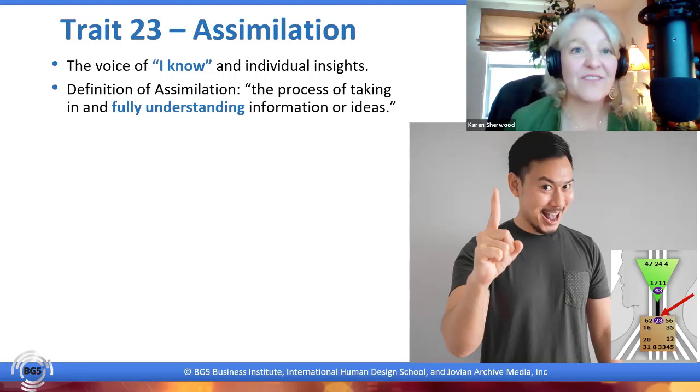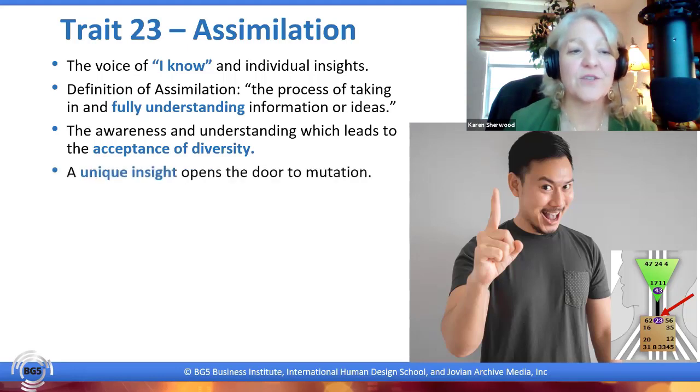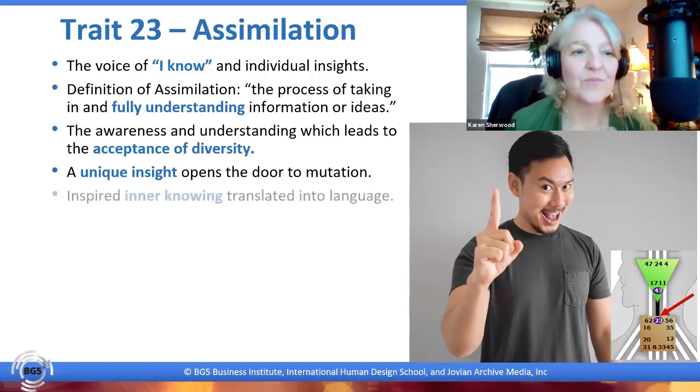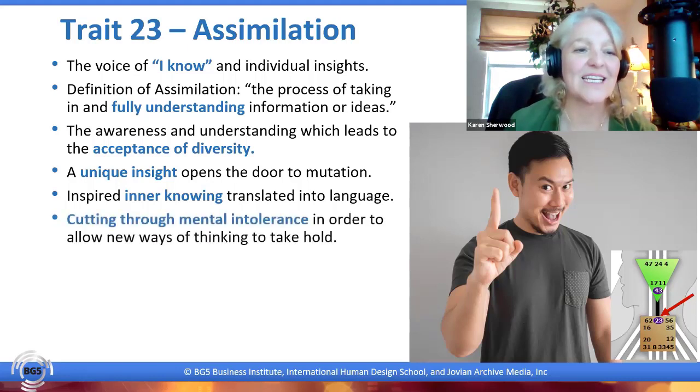Information that's mutative, that's different, that's individual. This is the awareness and understanding which leads to the acceptance of diversity. This is the unique insight that opens the door to mutation. This is inspired inner knowing that is translated into language. So this inner knowing that we can then speak, that is translated into language, and it's cutting through mental intolerance.